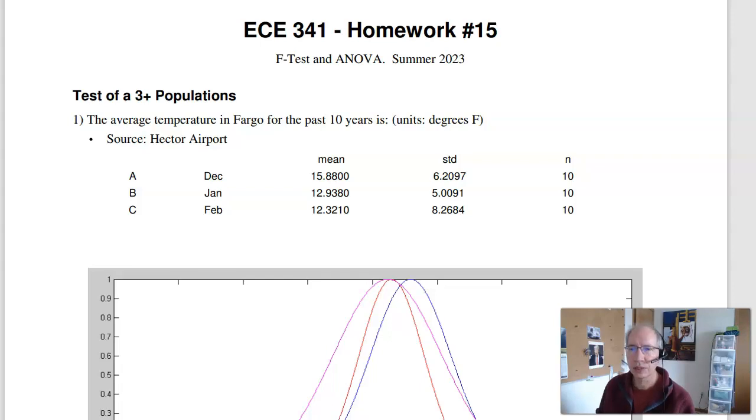Here are solutions to homework set number 15 for ECE 341 for summer 2023. This homework looks at F-tests and analysis of variance.